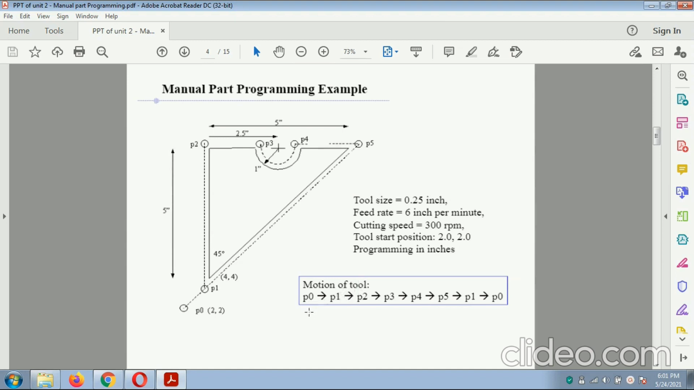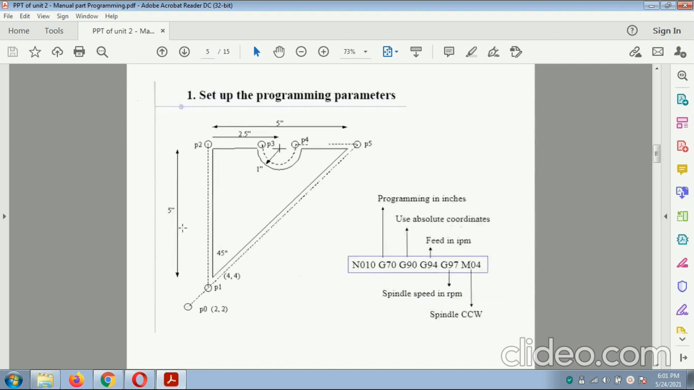The motion of the tool starts at P0. You have to carry out the motion with respect to P0, P1, P2, P3, P4, P5, P1 and P0. P0 is the position with x-axis 2 and y-axis 2. P1 is the position with x-axis 4 and y-axis 4. This is the first step of programming the parameters.